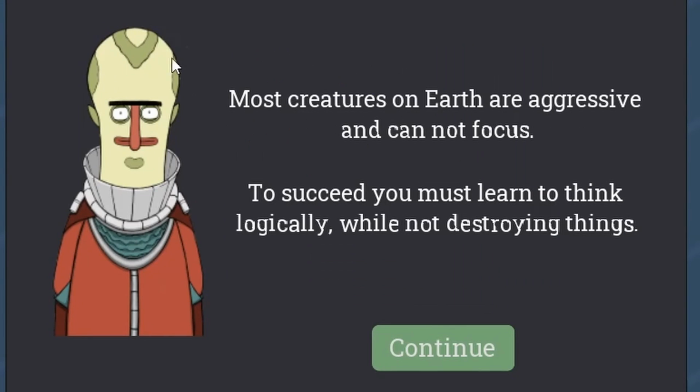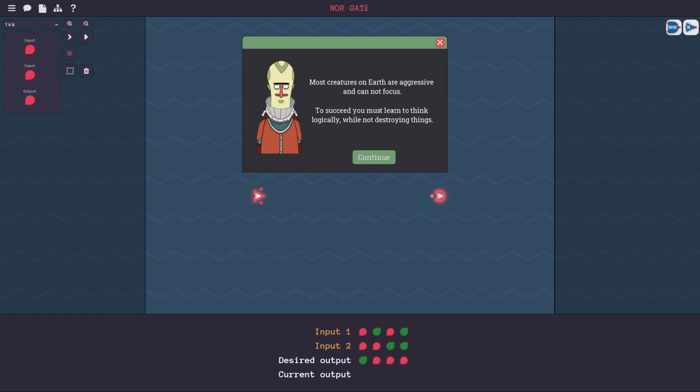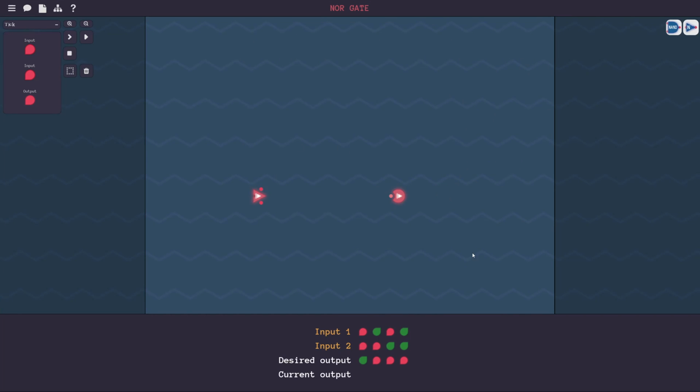All right, well, man, this guy kind of looks like Squidward, I guess. Mr. Squidward's cousin, I will try not to destroy things. Create the circuit that matches the table.